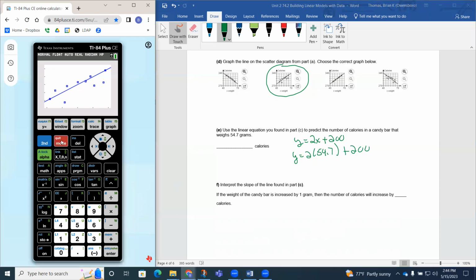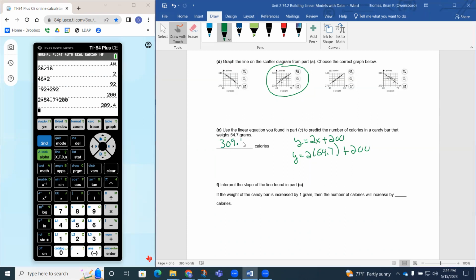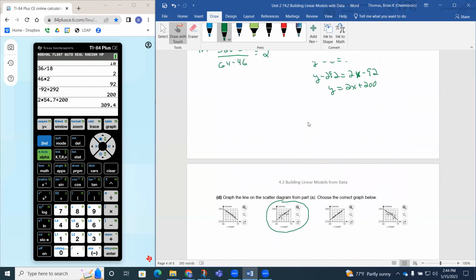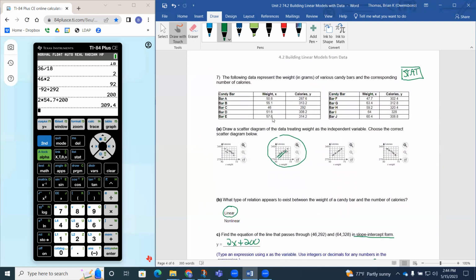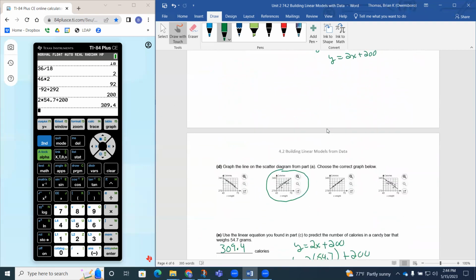So I'll quit this and just let the calculator do this math for me. 2 times 54.7, and then add the 200. That gives me 309.4. We do want the exact answer, and it looks like they didn't ask about rounding. So 309.4 calories would be that. If we look at the data, a 54 or 55 gram candy bar up here is around the 300s. So that's the closest one. The 55.1 was 313, so that seems to be really close to what we were seeing.